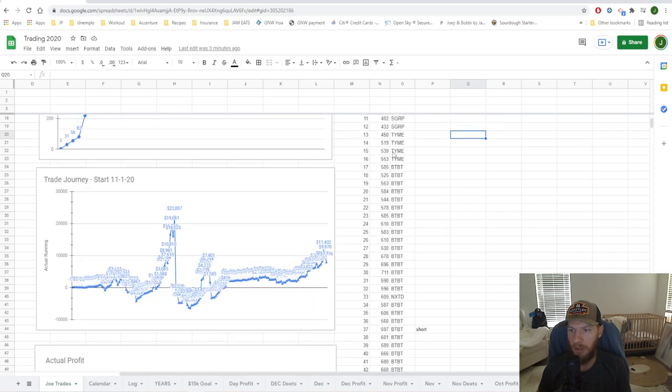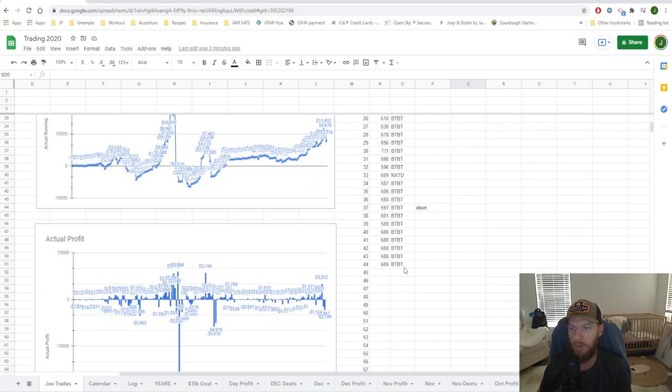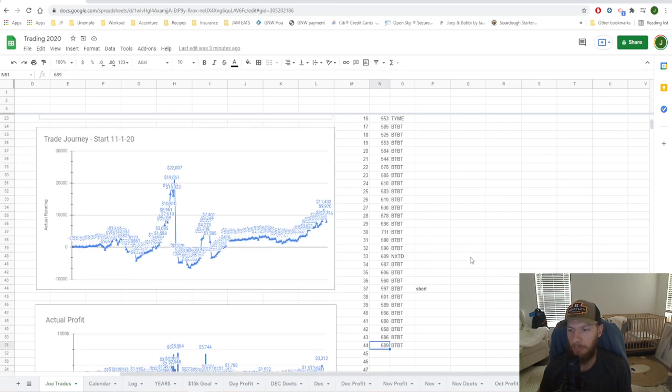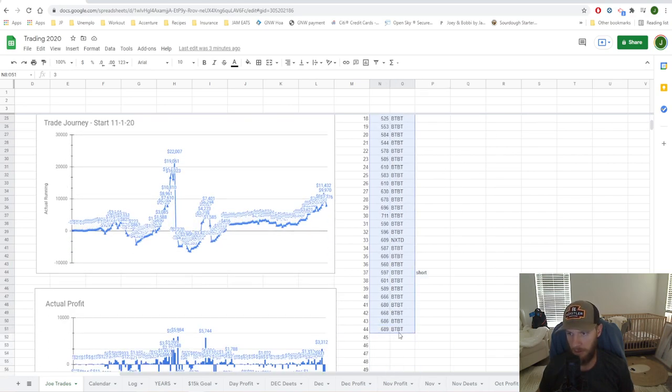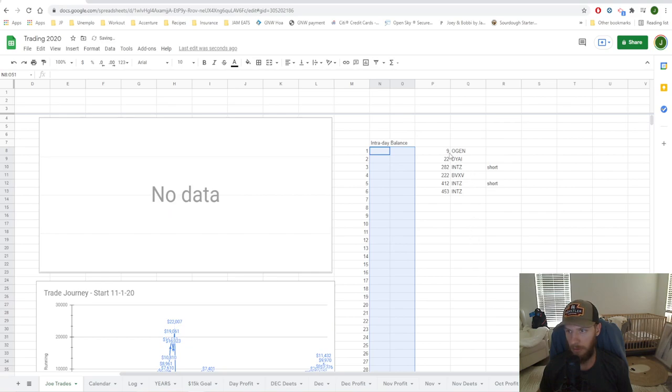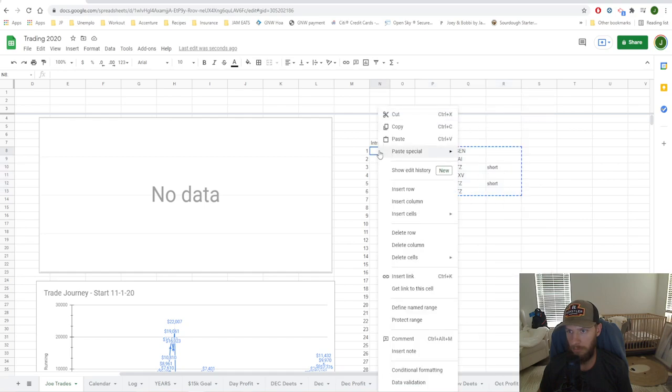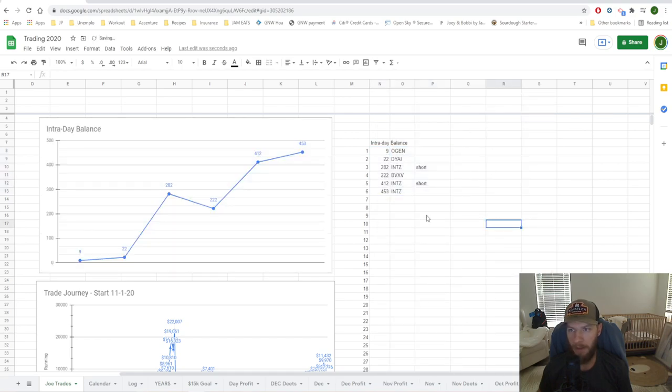Yesterday I had 44 trades, which was quite a lot. I ended the day yesterday at $689, which is pretty good, but it took me 44 trades to get there. And today, let me wipe this out and we'll rotate it over. Slide this over. Oh, yeah, look at that. Six trades, up $453. I like to see this kind of performance where it only takes me six trades to get up to that amount of money.